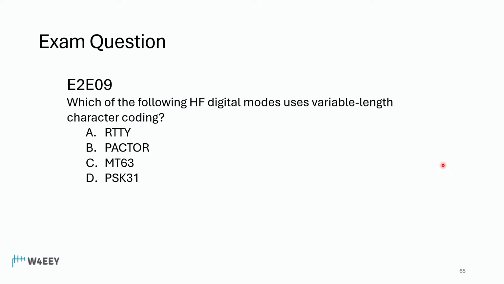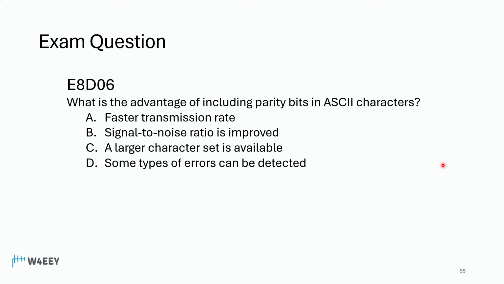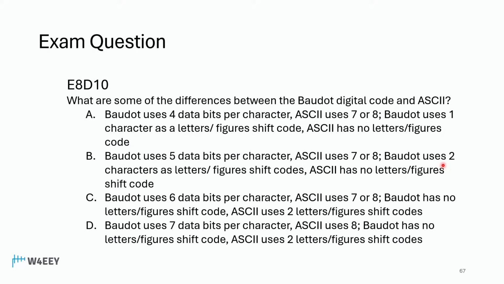Which of the following HF digital modes uses variable length character coding? Delta. It is Delta, PSK31. And we talked about Morse code too, but that's not in the list. What is the advantage of including parity bits in ASCII characters? Delta, some types of errors can be detected.